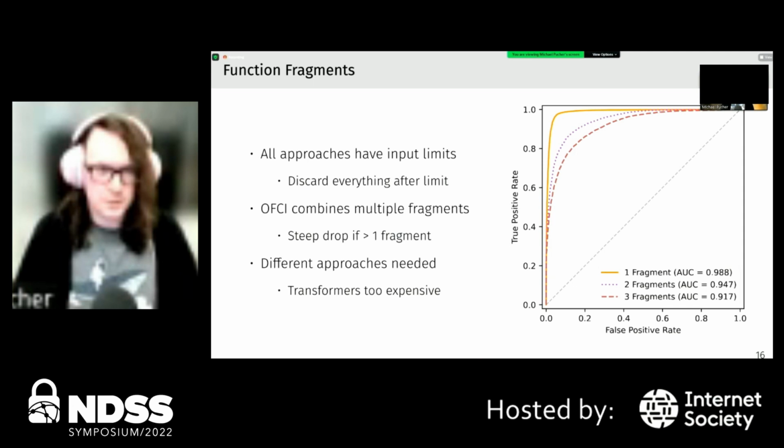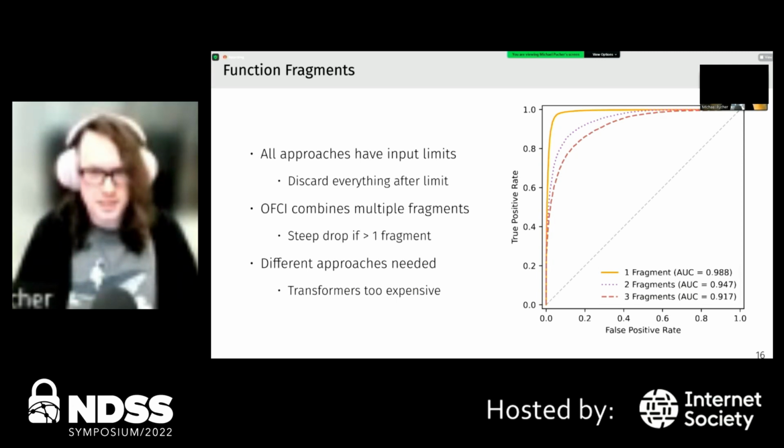We tried to split the function into multiple fragments that would correspond to the maximum input length of the transformer, and then try to combine these multiple fragments. Then we analyzed how our model performed based on the number of fragments. As soon as we have more than one fragment, we see a steep drop in performance when it comes to function similarity. And the performance continues to drop the more fragments we have.